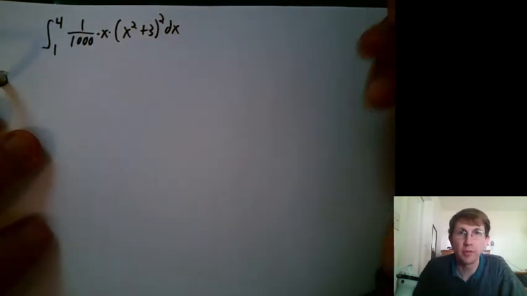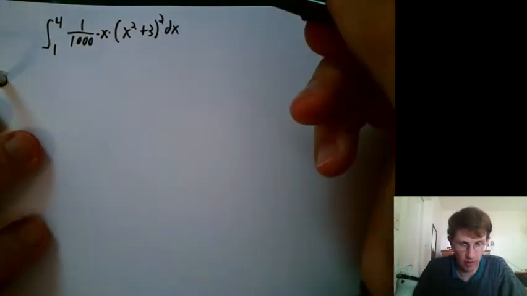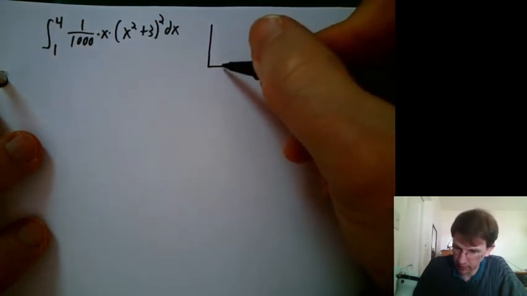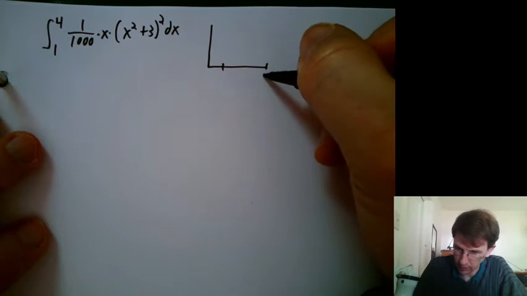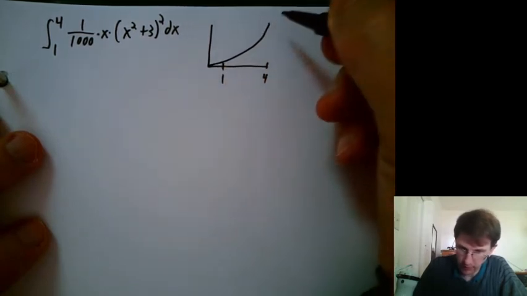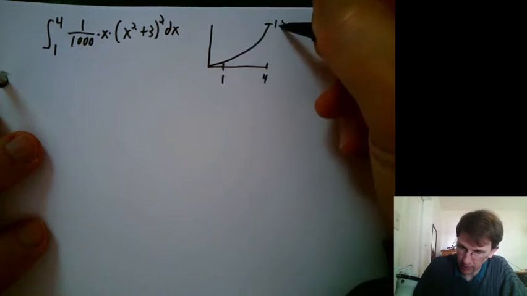Let's practice more u-substitution with definite integrals. Here's the problem. First thing I would do is graph it. So we get from 1 to 4, and it's something like that. Tops out here at 1.5-ish.